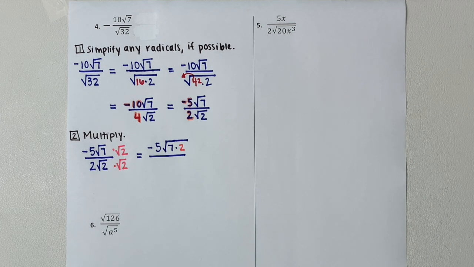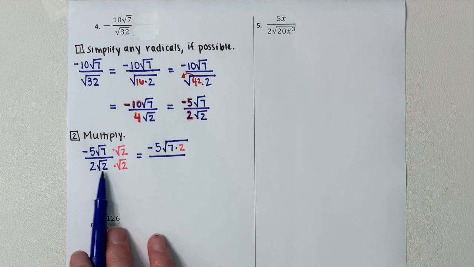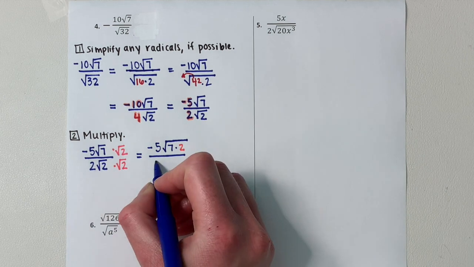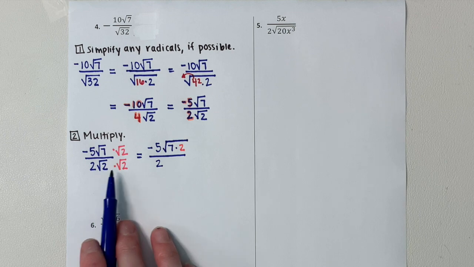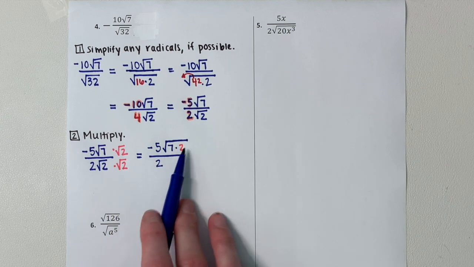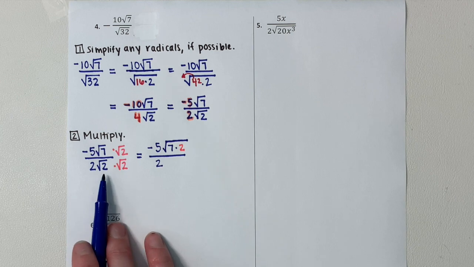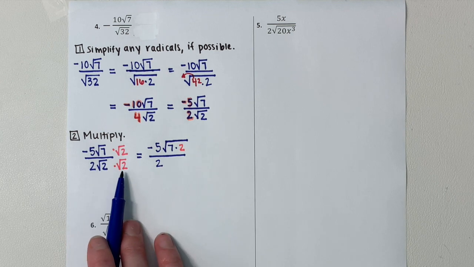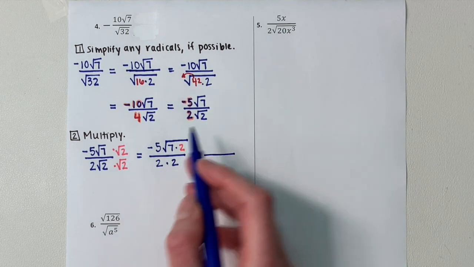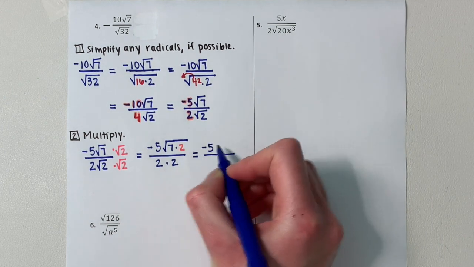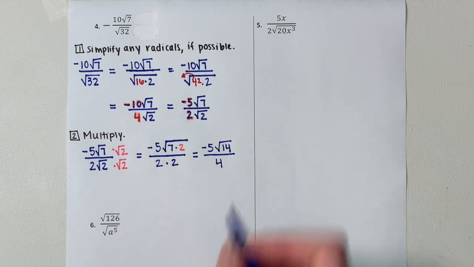Then in the denominator, when we're multiplying radical expressions, we multiply any coefficients. Well, there's no other coefficient here other than the 2, so we'll just carry over the 2. And then we multiply the radicals. Now we could use the product property of radicals, like we did here, or we can use our shortcut. Since we're multiplying two identical square roots, the square root of 2 times the square root of 2 is just equal to 2. And in the numerator, we'll have negative 5, square root of 14, and in the denominator, 2 times 2 will give us 4.